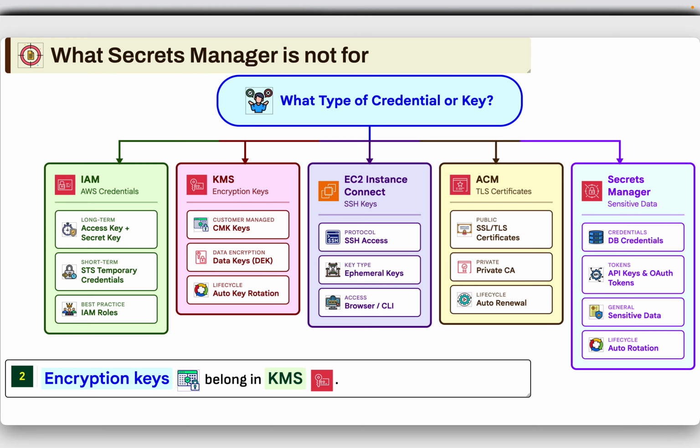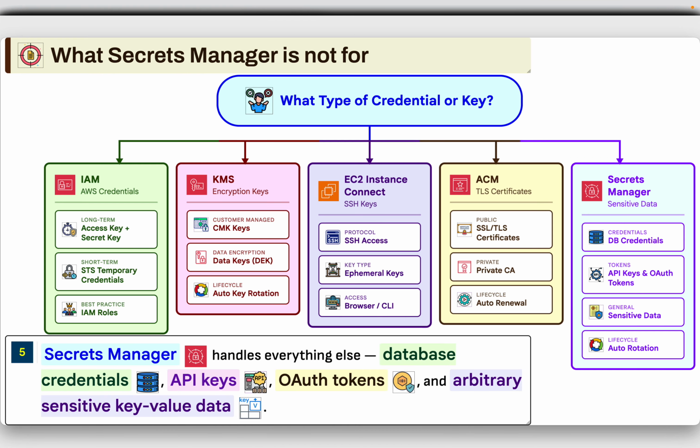Encryption keys like customer managed CMK keys and data encryption keys belong in Key Management Service. KMS also handles auto key rotation. SSH keys use EC2 Instance Connect, which provides ephemeral keys for SSH access through the browser or CLI. TLS certificates like public SSL TLS certificates and private certificate authority use AWS Certificate Manager. ACM also handles auto renewal of certificates. Secrets Manager handles everything else: database credentials, API keys, OAuth tokens, and arbitrary sensitive key value data. It also provides auto rotation for these secrets.